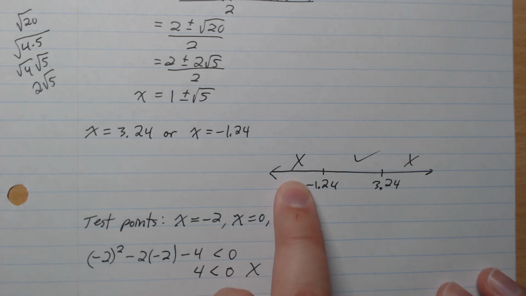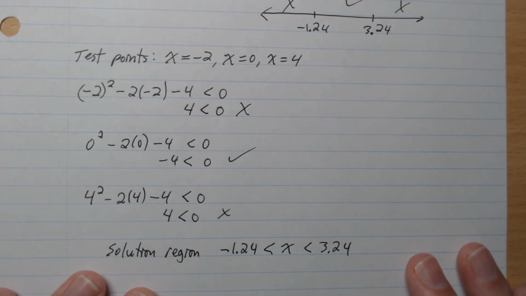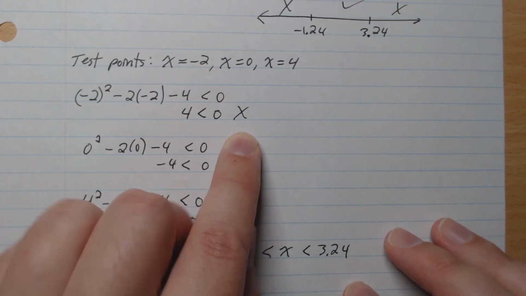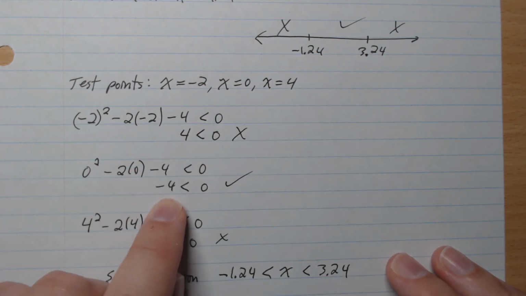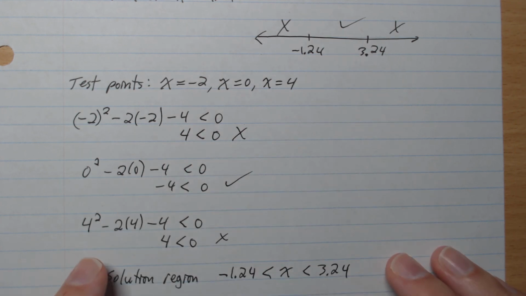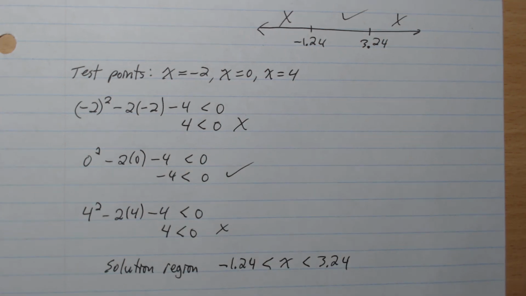Test points, -2, 0, and 4. Very simple. Plug in -2, we get 4 less than 0, which is false. So we update that here. Plug in 0, we get -4 less than 0, which is true. So that's our solution region there. Plug in 4, we get 4 less than 0, which is false. So it is not that section there. So the solution region is between -1.24 and 3.24 like that.